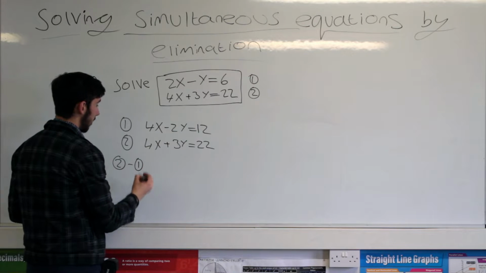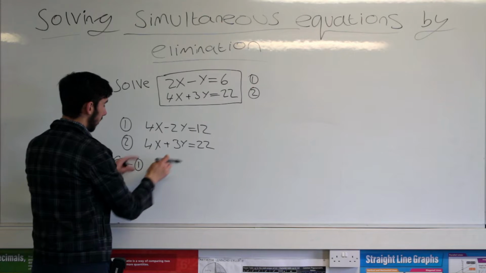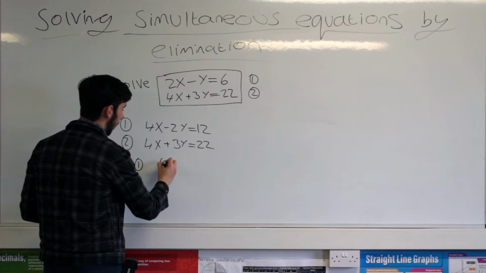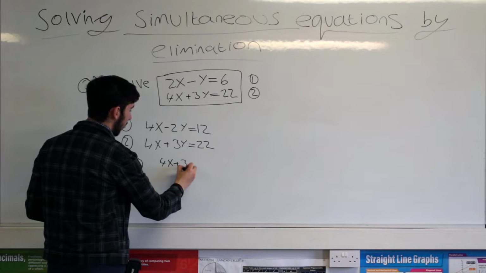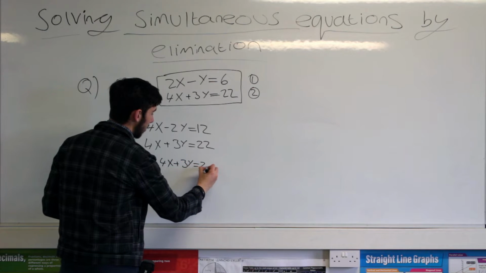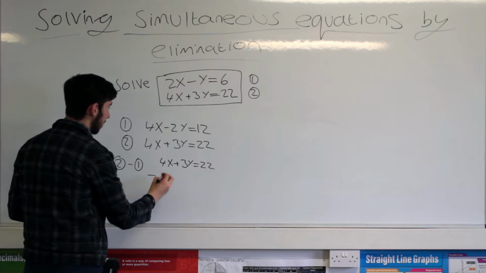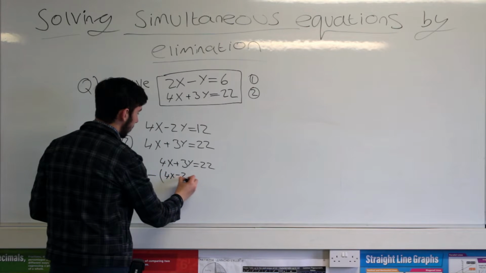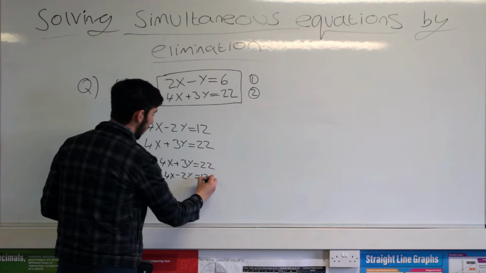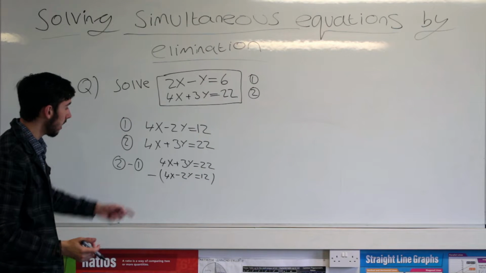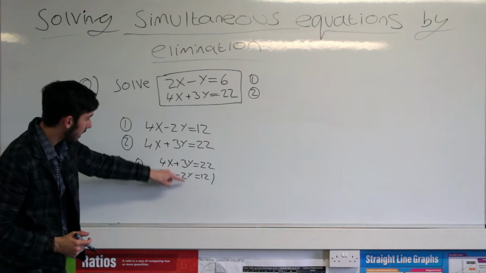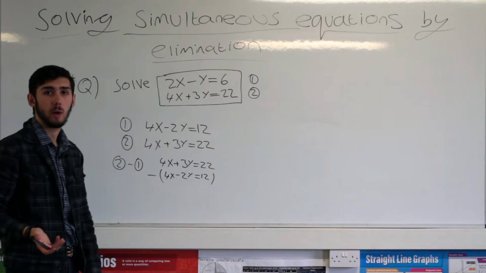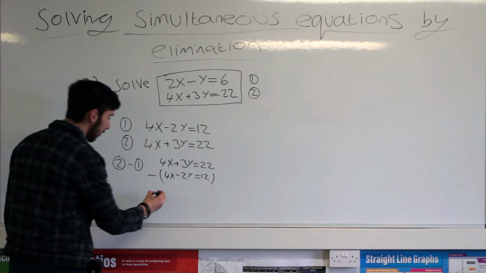And I'm going to say that is, well, literally just looking at it, this is going to be 4x plus 3y equals 22 minus 4x minus 2y equals 12, okay? Sort of written in a weird way, but look, just take everything away. So what is 4x minus 4x? It's just 0, right?